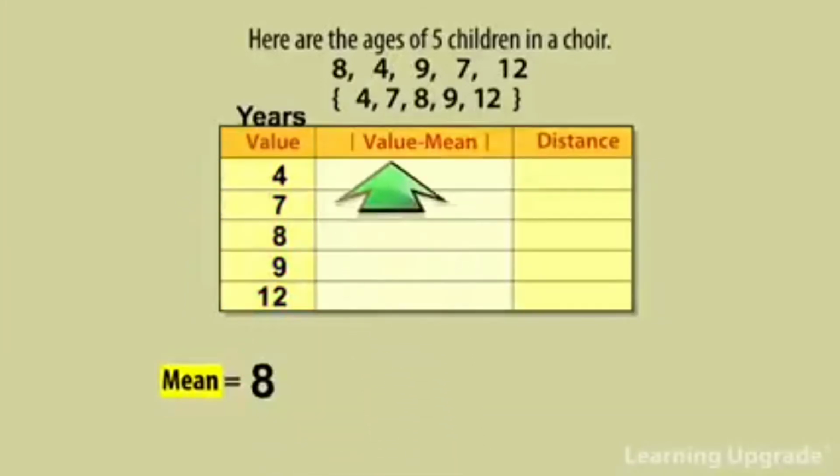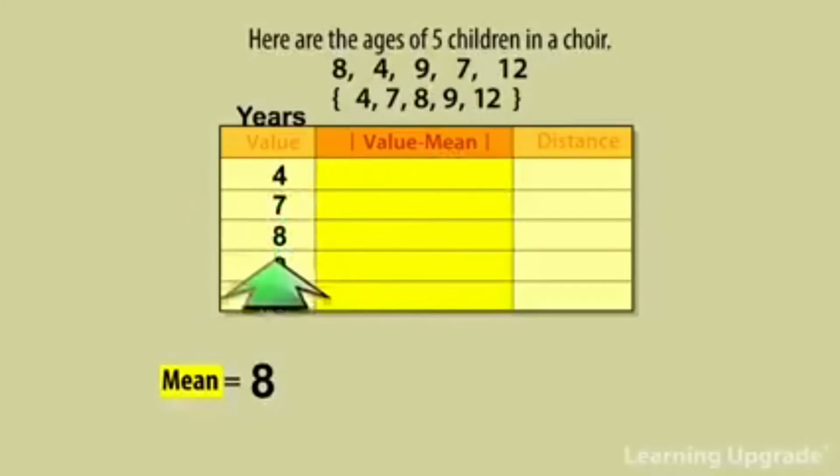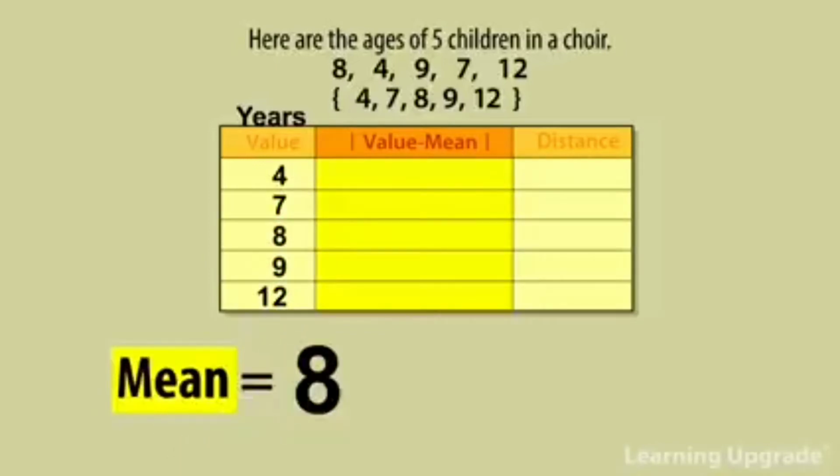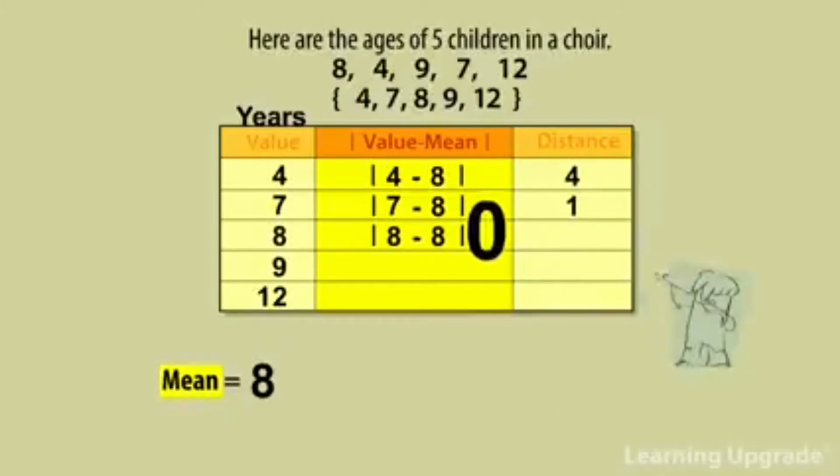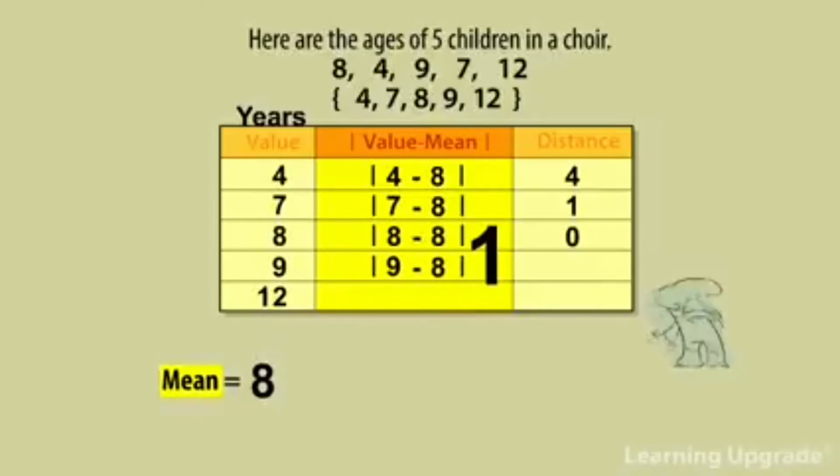Find the absolute value of the difference between each data value and the mean. 4 minus 8 equals negative 4. 4 units away from 8. Drop the sign. 7 minus 8 equals negative 1. 1 unit away from 8. Drop the sign. 8 minus 8 equals 0. 0 units away from 8. 9 minus 8 equals 1. 1 unit away from 8. 12 minus 8 equals 4. 4 units away from 8.